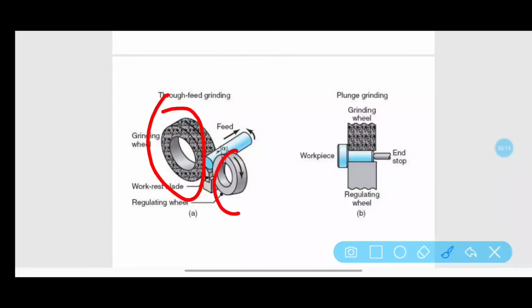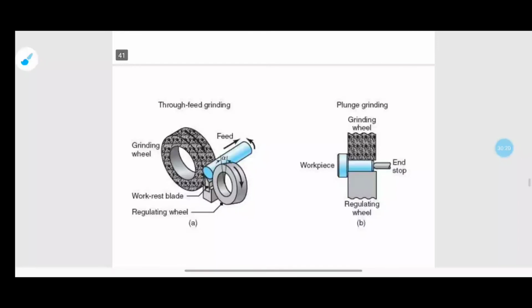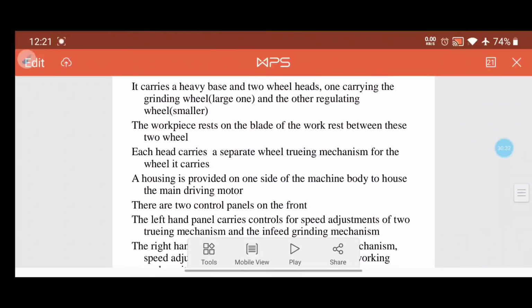So you can see this. This is the grinding wheel. This is the regulating wheel. This is the work rest table. Okay. This is how it will be looking. Both the wheels will be running, so it will be doing the grinding process here itself.